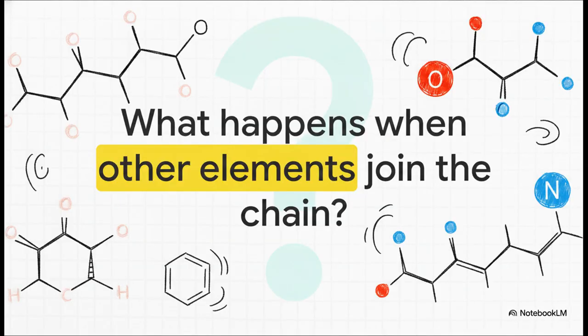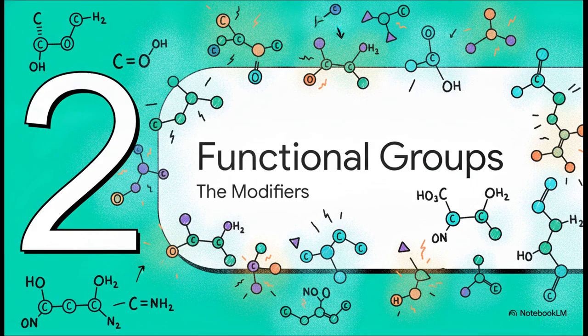So, we have seen pure hydrocarbons. But tell me, students, what happens if we take a carbon chain and we replace a hydrogen atom with a totally different element? Something like oxygen, or maybe nitrogen. Well, that brings us to Section 2, Understanding Functional Groups, the Modifiers. Let us dive right into these special attachments that drastically change how a molecule behaves.